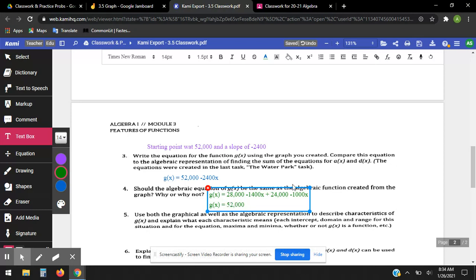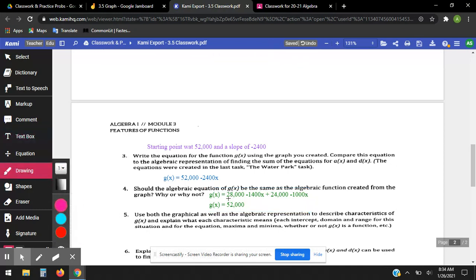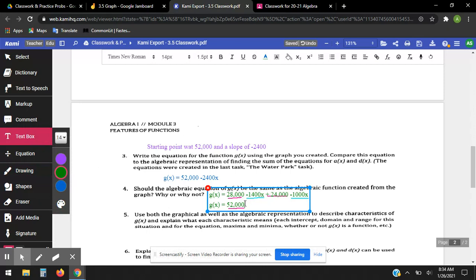Thousand. And if I take negative 1400x minus 1000x, I'm going to go ahead and draw some lines here. So the 52,000 came from the 28,000 plus 24,000 to get me 52,000. Now I want to take the minus 1400x minus 1000x, and I'm going to get, well, negative 1400 minus negative 1000 is negative 2400x.